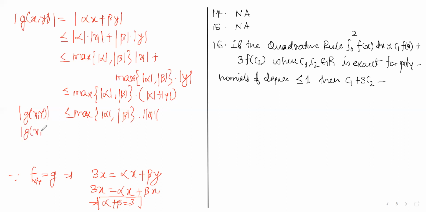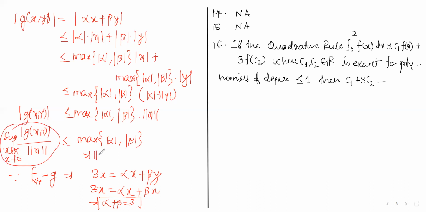So g of x comma y upon norm of x is less than or equal to max of mod alpha comma mod beta. And if I take the supremum over x belonging to capital S, so that x is non-zero, this quantity gives me the definition of norm. So this implies norm of g must be less than or equal to max of mod alpha comma mod beta.